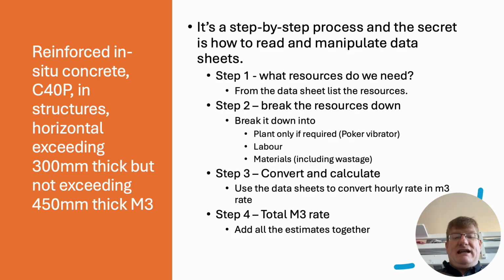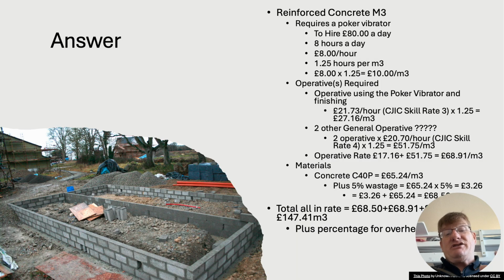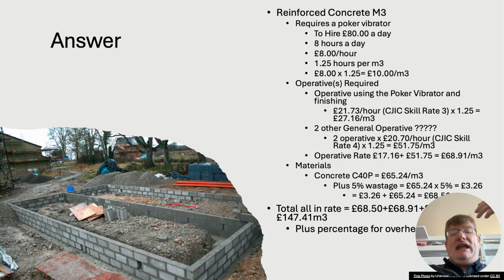So again, convert and calculate, and you should get a metre cubed rate because it's measured in metres cubed. So reinforced concrete, metres cubed, requires a poker vibrator. We'll start with the plant first. I went online and managed to get one for £80 a day. Maybe if I hired it for 2 or 3 weeks, it would be cheaper. I'm saying I'm using it for 8 hours a day. I could say 7.5 hours a day, or 6.5 hours if I'm doing it on a Friday. It's fundamentally up to yourself. I've just made it easy on myself: £80 a day, so that's £8 an hour.